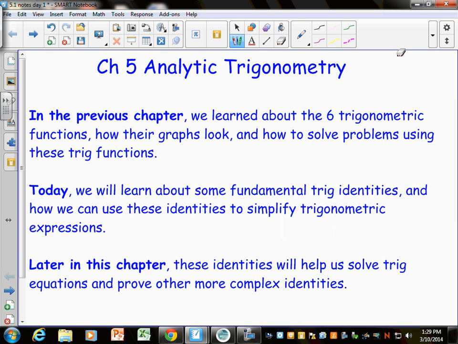On chapter 5 today. Maybe you heard how awesome it was from your second hour friends. I like chapter 5, but it's analytic trig, which means it's like putting algebra with trig. So, you know, I like algebra.